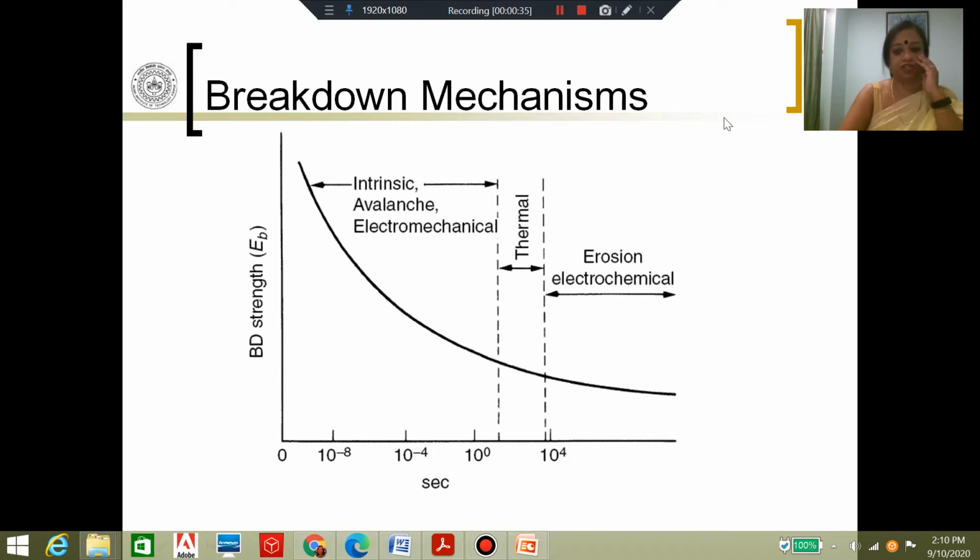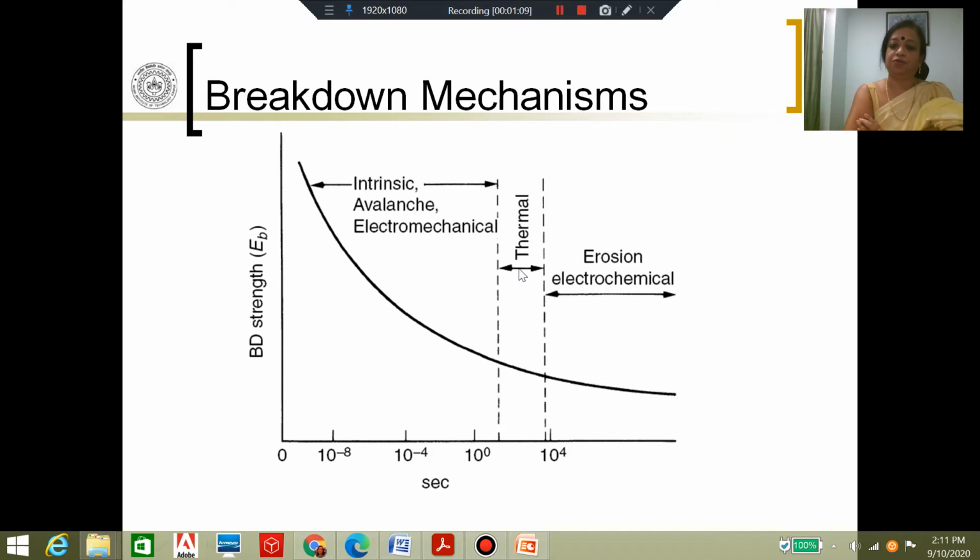normal operating conditions. So we have talked about intrinsic, which is kind of a property of the material, then avalanche mechanisms. So intrinsic and avalanche mechanisms are electronic mechanisms through which breakdown happens in a very short time. Then we have the electromechanical process, where electrical forces, electrical stresses cause mechanical rupture of the material. And lastly, we have talked about thermal failure. Thermal failure is the most common mode of failure in power apparatus.